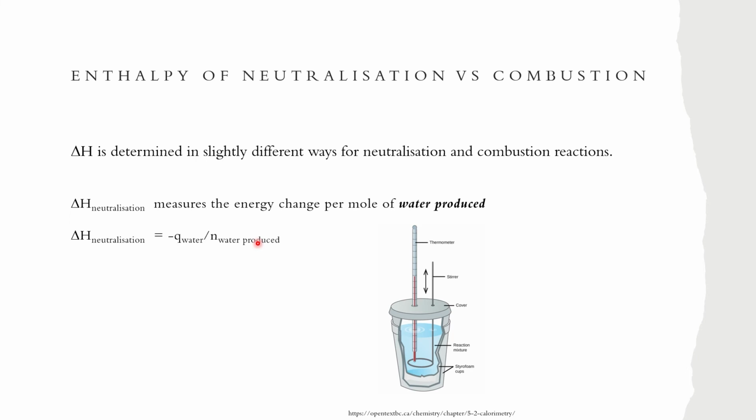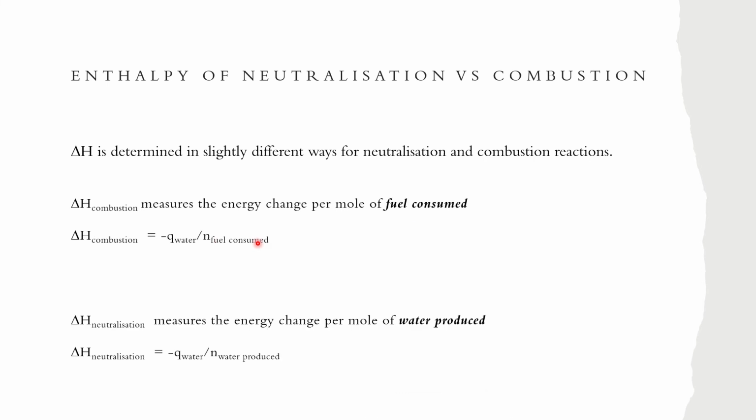So to do a calculation like that, you would need to figure out theoretically, based on the amount of acid and base that you've got, how much water would be produced in that context, and then apply that to the delta H calculation. There's a quick comparison. Enthalpy of combustion is determined by the amount of fuel consumed. Enthalpy of neutralization is determined by the amount of water produced.